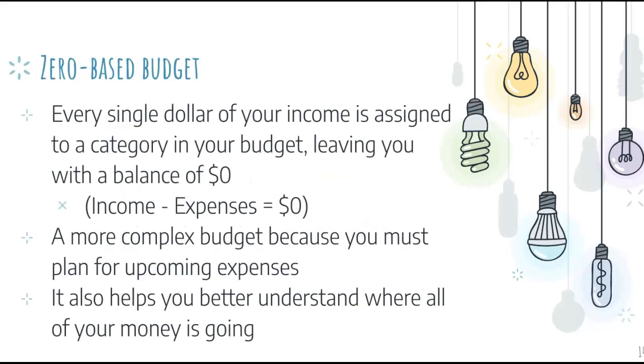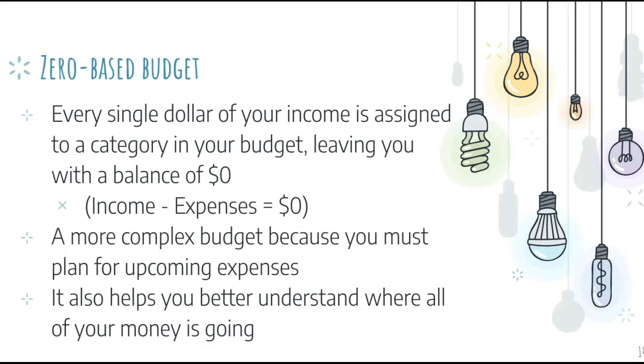Okay, the zero-based budget. And this is one that we're going to practice in our activities. It is much more complicated than the others that we've talked about. This means that every dollar of income that you have needs to be allocated to a particular category. So the leaving you with a balance of 0 just means if you're looking at your income and subtracting your expenses, that'll be a 0. You should get to 0.